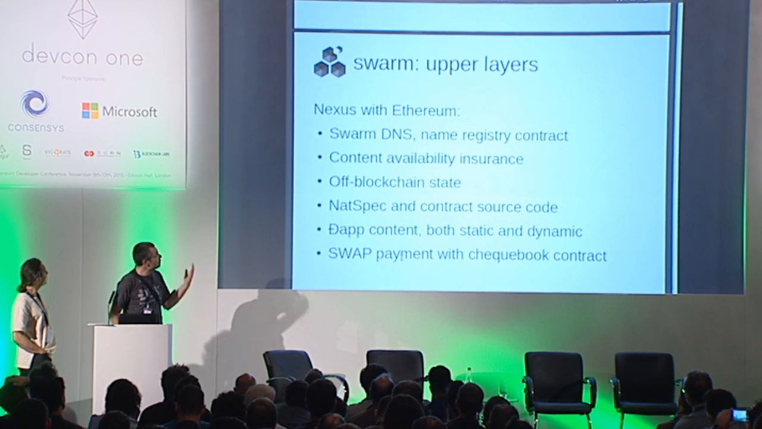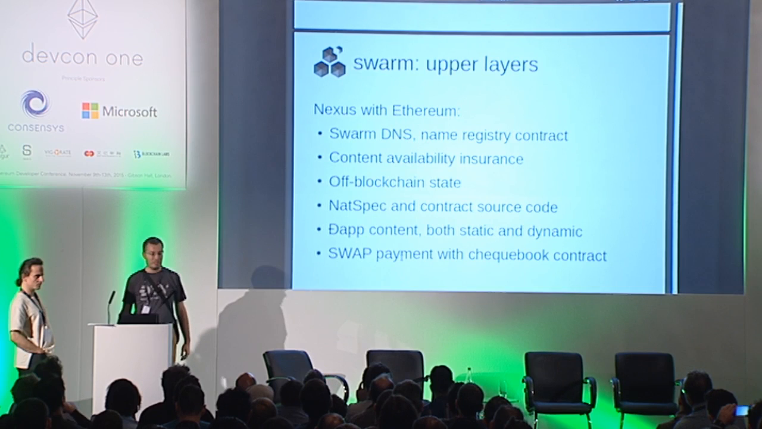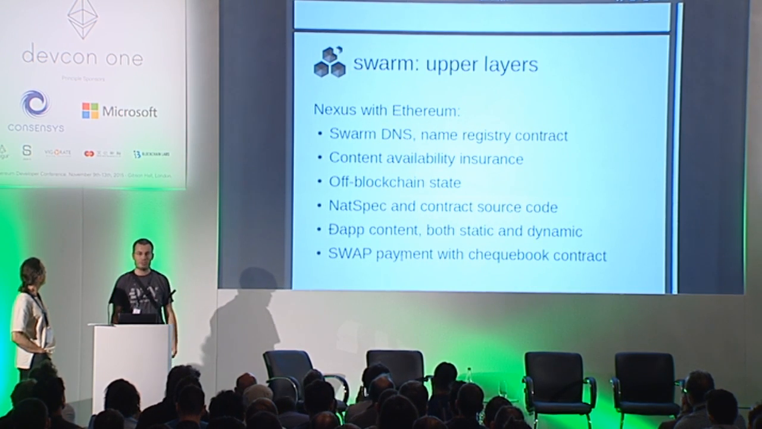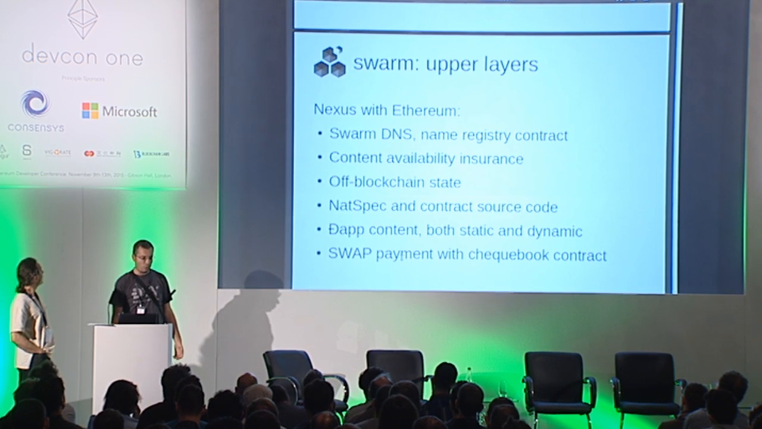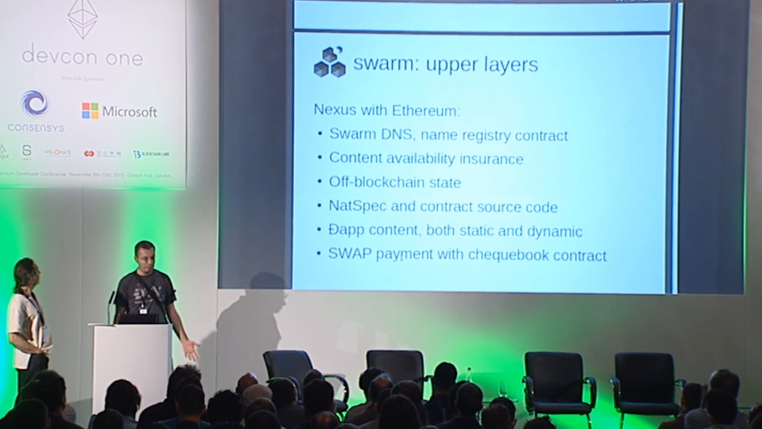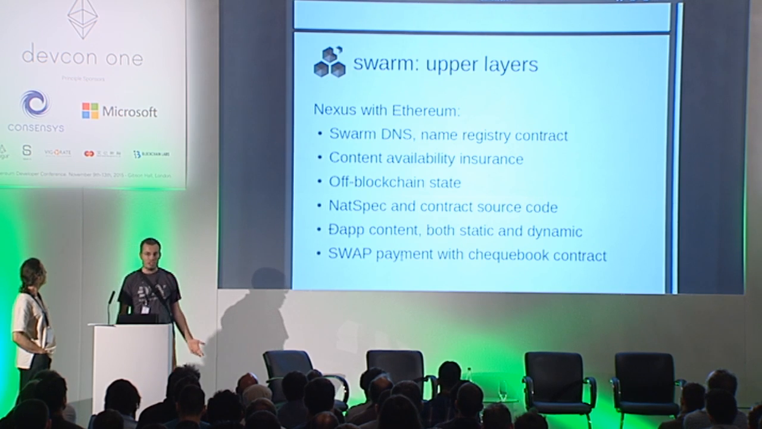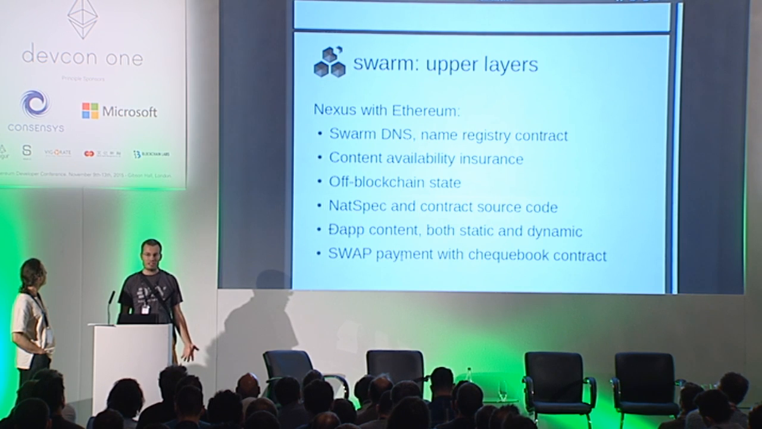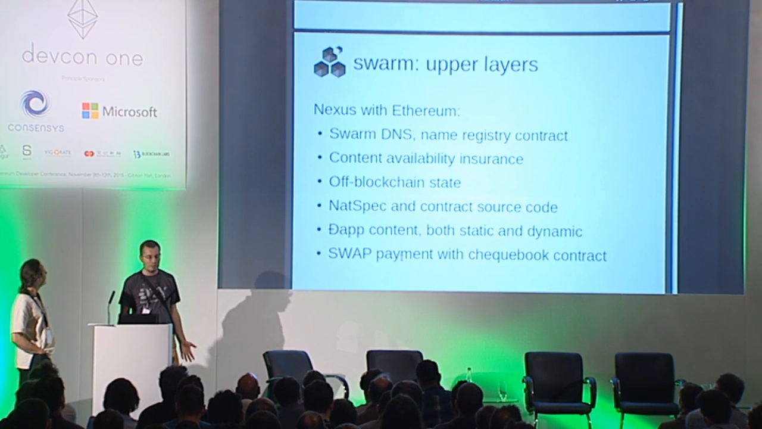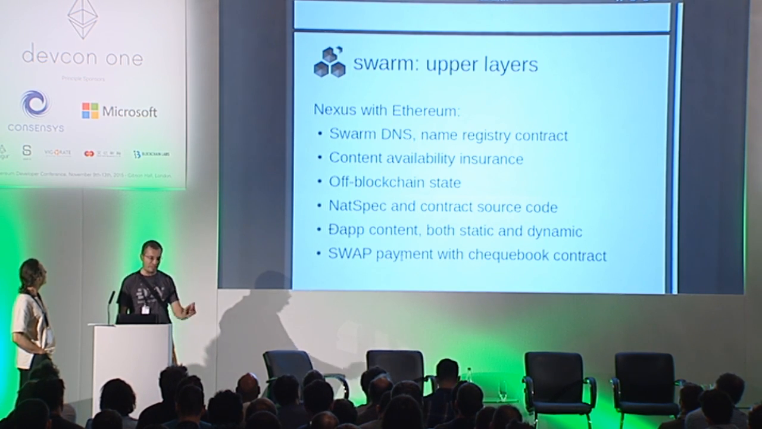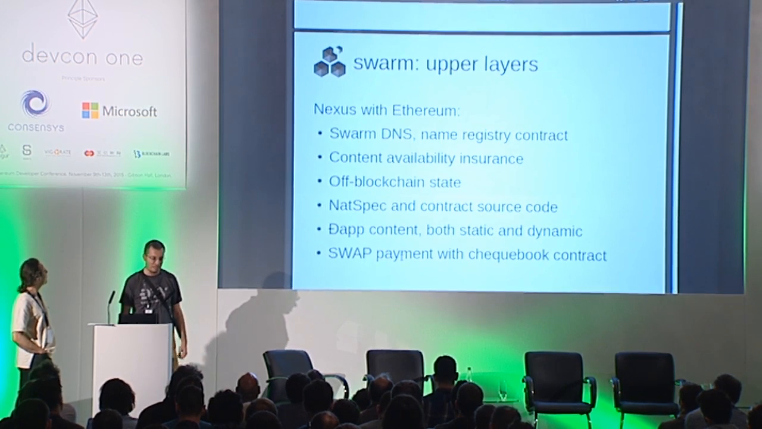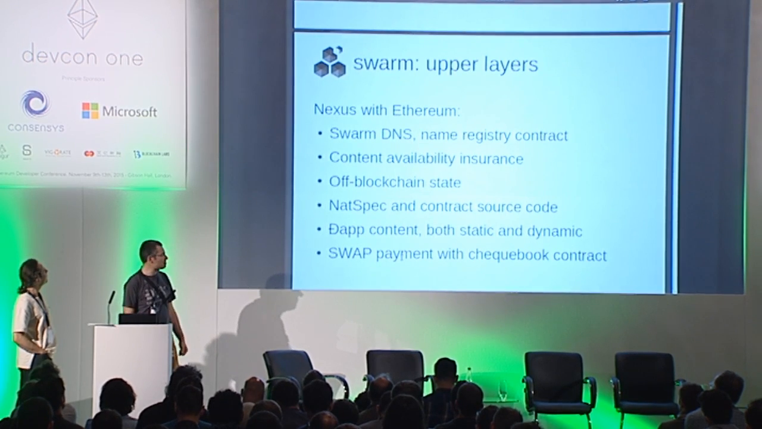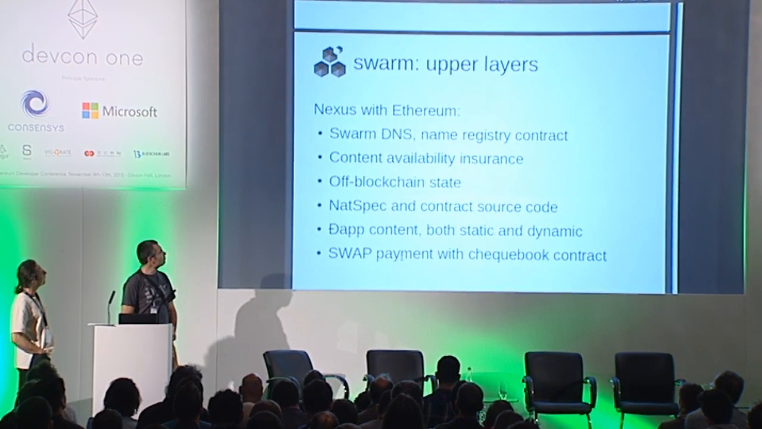But the nexus with the Ethereum blockchain is, first of all, the Swarm naming system, which is just a single contract where you can register root hashes for names. Then there's content availability insurance, where you can put up a deposit for making sure that certain content is available, and if somebody challenges you by saying that this particular chunk that you promised is not there, unless you upload it, you will lose that deposit, and possibly the person gets rewarded for the trouble.